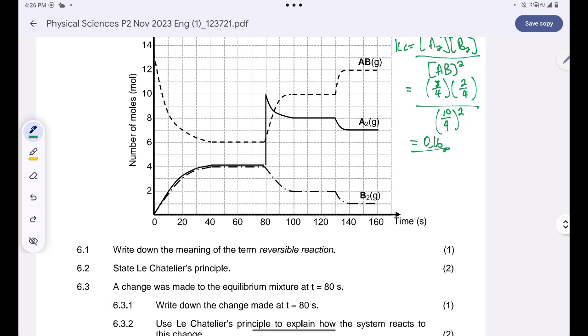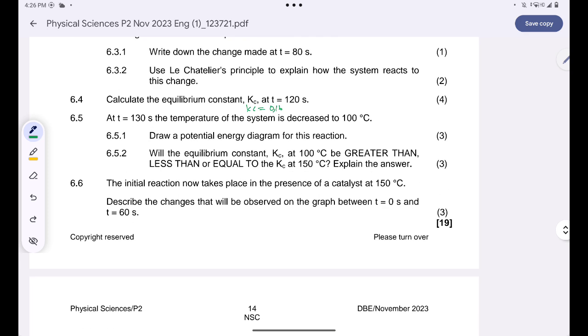Are you together? And the potential energy diagram, where will I draw it? Let me draw it here underneath. The potential energy diagram for an endothermic reaction is going to be like this. Please note that for an endothermic reaction, our enthalpy is greater than 0. So the heat of the products has to be greater than the heat of the reactants. That's why my graph is like that.